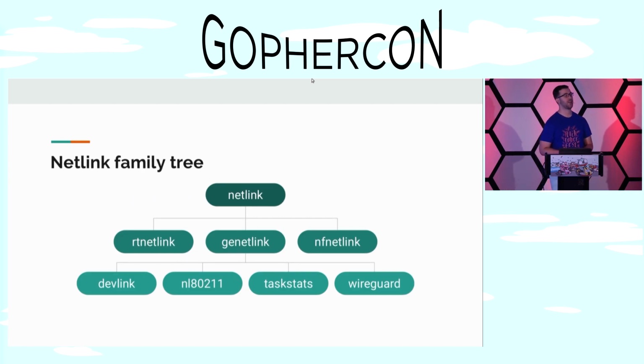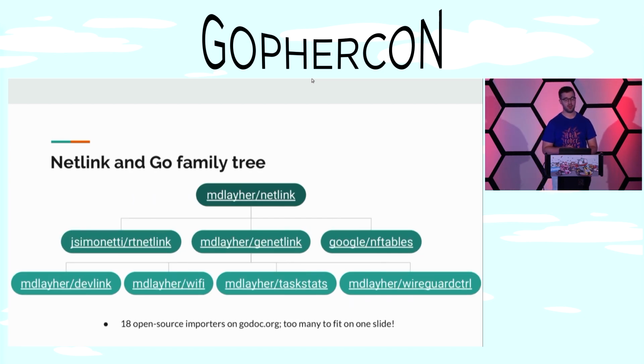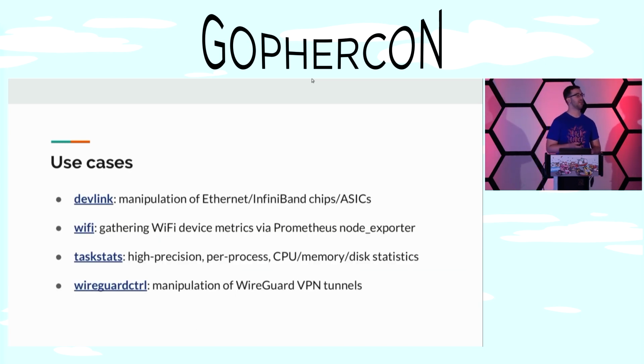So if we take a look back at our Netlink family tree, as we remember, we actually have quite a few Go packages already that implement these various families. When I last checked, there were 18 open source importers on godoc.org, which is pretty cool, and too many to fit on one slide. So some of the use cases of Netlink, these are some packages I've done to interact with generic Netlink. So the first is DevLink. This is used to manipulate Ethernet and InfiniBand chips. So what you can do is go to eBay, buy some super cheap 40 gigabit InfiniBand gear, plug it into your computer, switch it to NetDev mode, and there you go. You have like $30 40 gig Ethernet at your house.